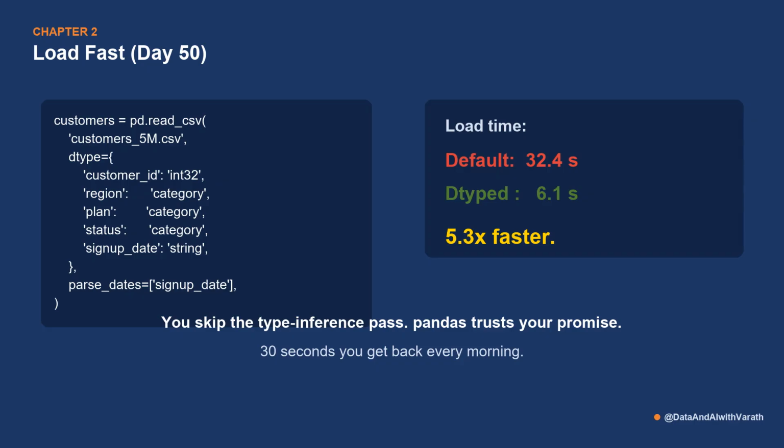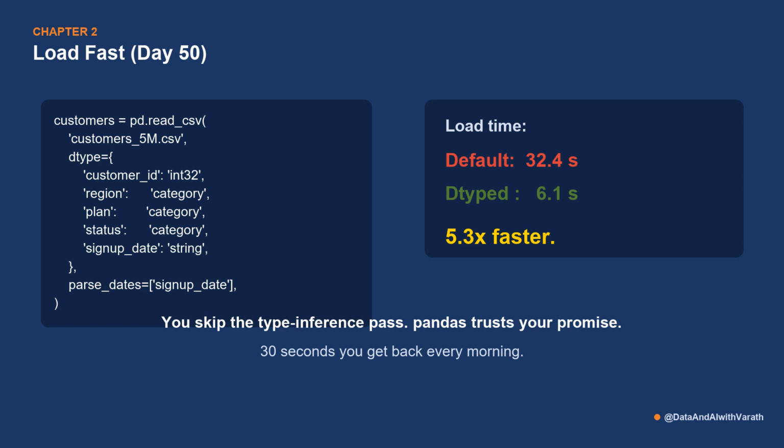You already know customer ID is an int, region is a category, sign-up date is a date. Tell pandas, it skips the inference pass. Default read_csv on this file takes 32 seconds. With a dtype dict, 6 seconds, 5 times faster. That is 30 seconds you get back every single morning.